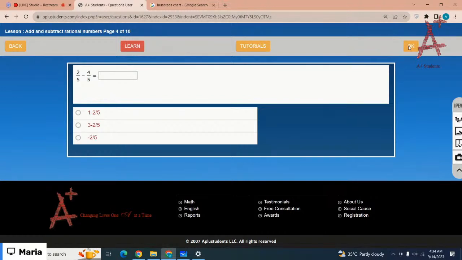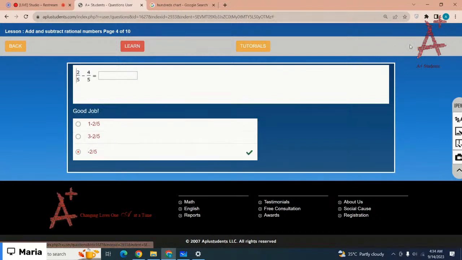Okay, 2 by 5 minus 4 by 5. So which is the correct option? You have to subtract their numerators because they have the same denominators. So that would be negative 2 over 5. So the correct option is negative 2 over 5, right?